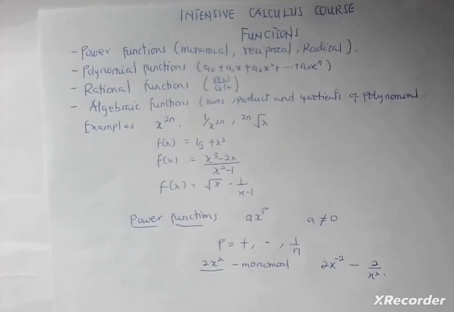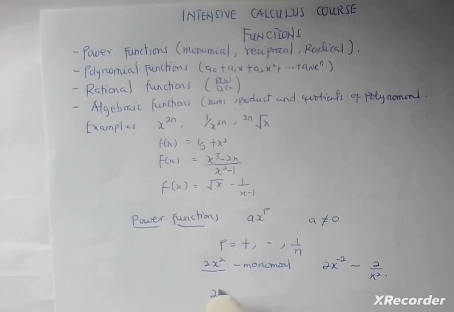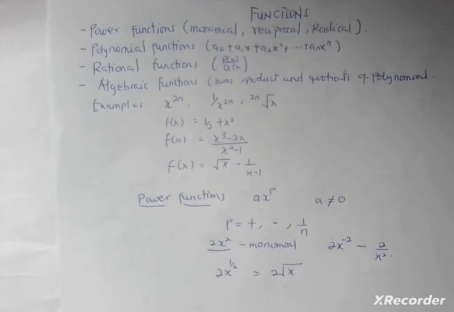Then I come to the last part of power functions, which we call the radical function. For a radical function, that is when p is a rational number. So I'm going to have something like 2 multiplying x to the power 1 over 2. This is a radical function because p is a fraction. This can be rewritten as 2 times the square root of x. So this is all about power functions, the various types you're supposed to know, and when to classify a function as a power function.